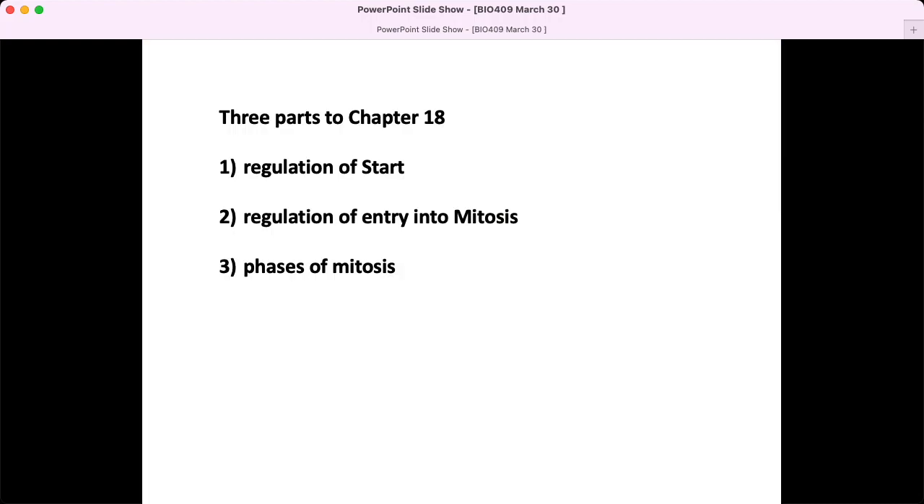Okay, so we showed this before, and we're talking through these three pieces. We talked about the regulation of start, and there we were emphasizing that we're going to have to make more cyclin. And cyclin's a protein, so we're going to have to activate that gene. So we've got some transcription factors that we love that are going to activate that gene, and they're going to be regulated by signaling pathways and signal transduction like RAS.